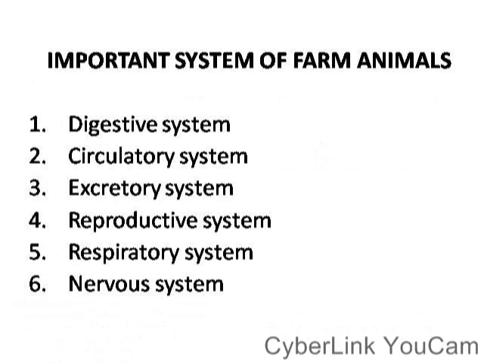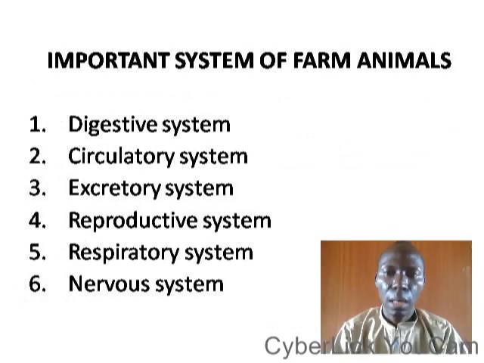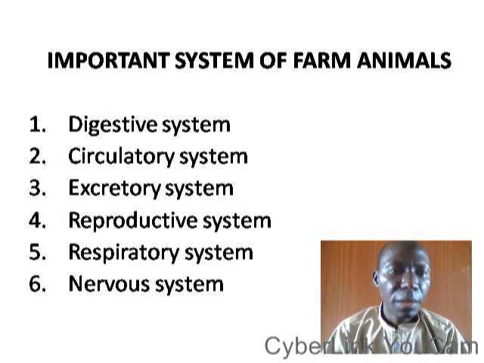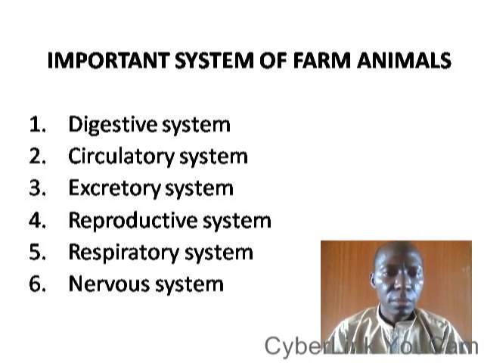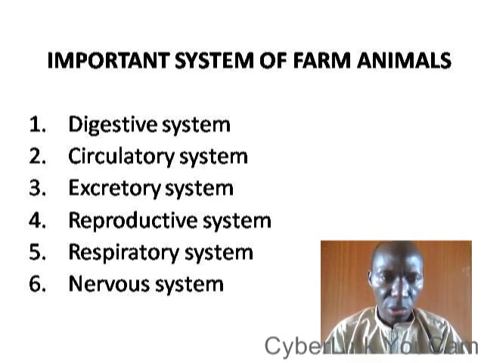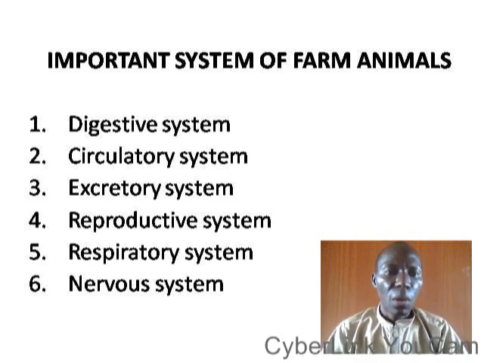Let us look at important systems of farm animals. One is the digestive system. This system deals with the breaking down of food substances in the animal body for absorption into the bloodstream.